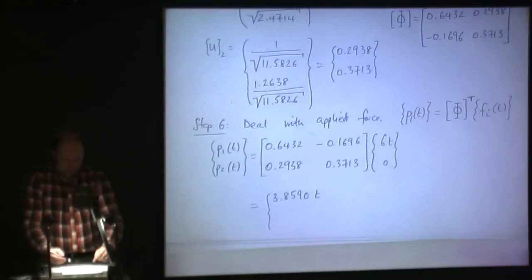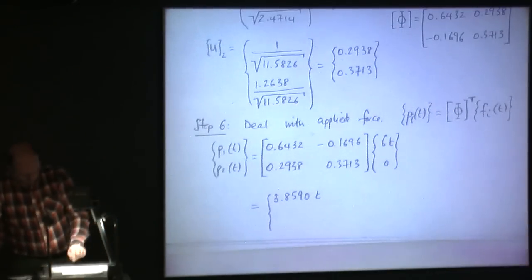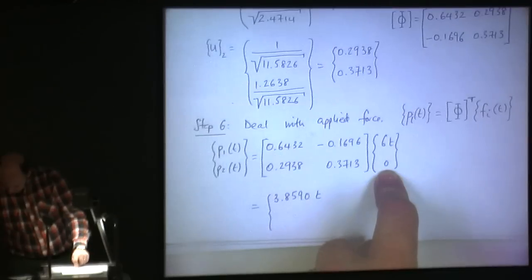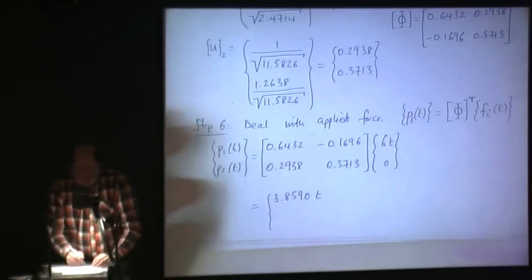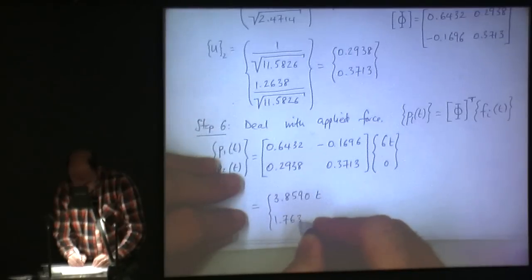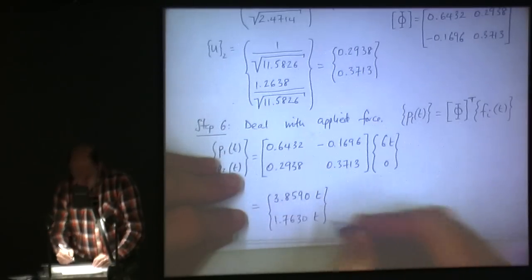And again, with this one, we've got 0.2938 times 6, because that term is multiplied by 0. And that gives me 1.7630 times t.